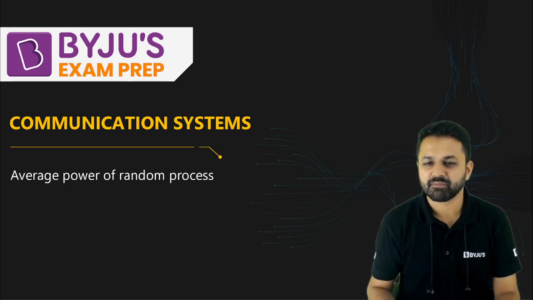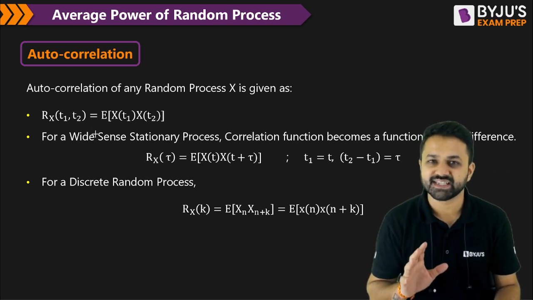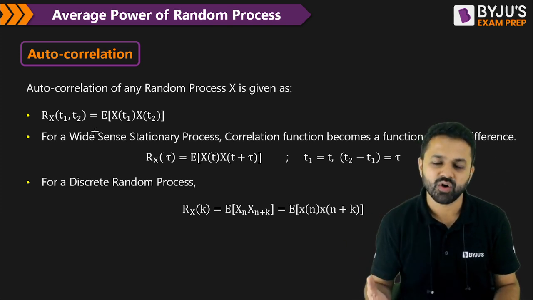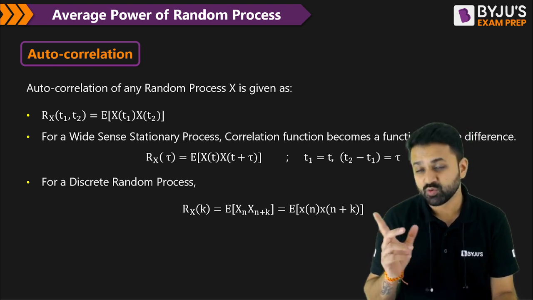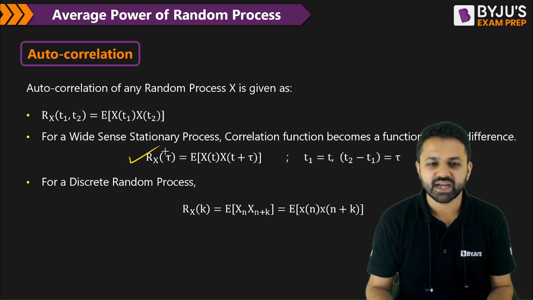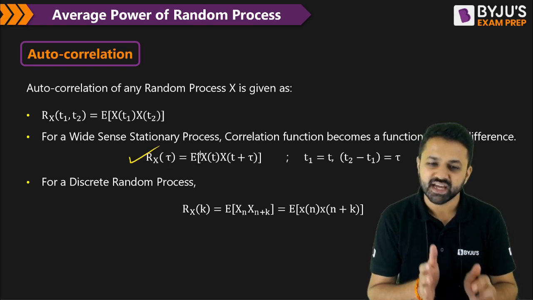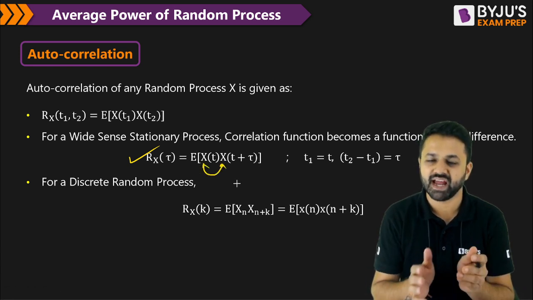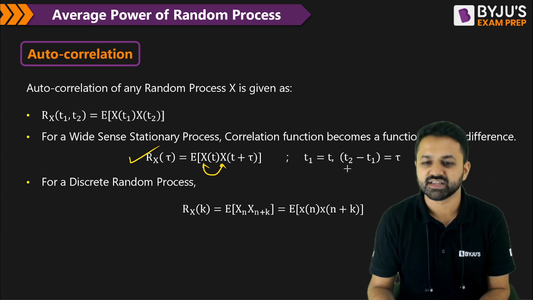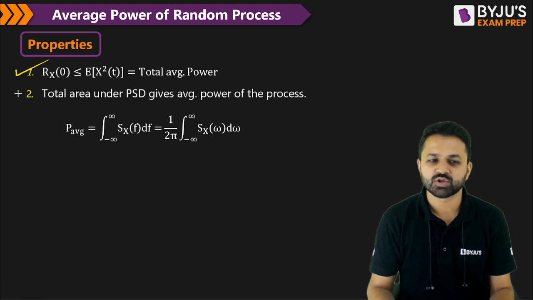So first of all, I am going to discuss autocorrelation. Autocorrelation for any wide sense stationary process depends only on the time delay between the two processes, which are nothing but the same process in fact. That is Rx of tau, the expected value of x of t and x of t plus tau. You can see that the same process is used and the delay is just tau, which is nothing but the difference t2 minus t1. For this type of autocorrelation, you can have these two properties.